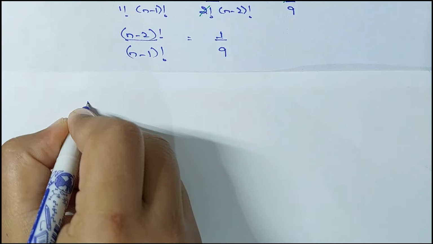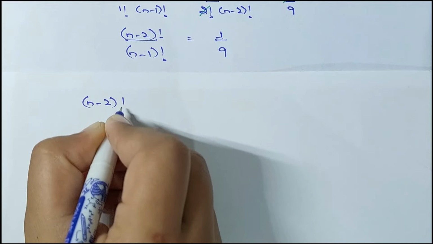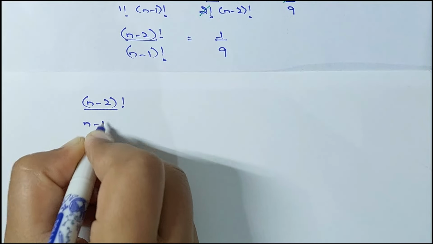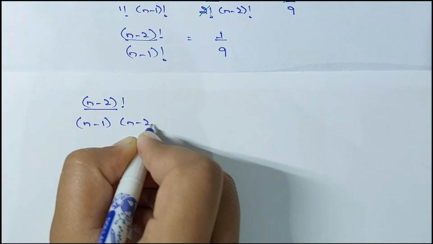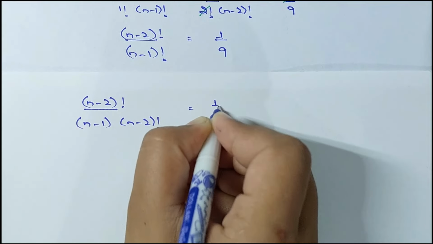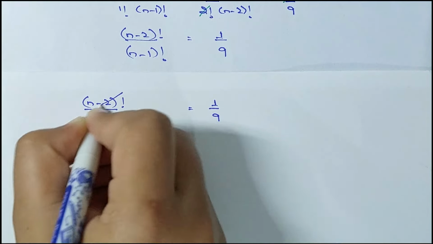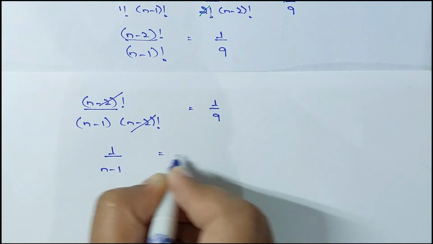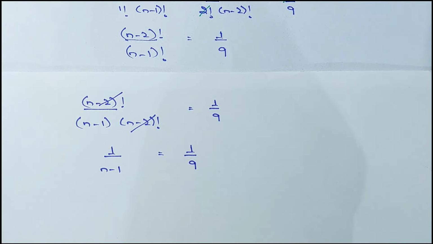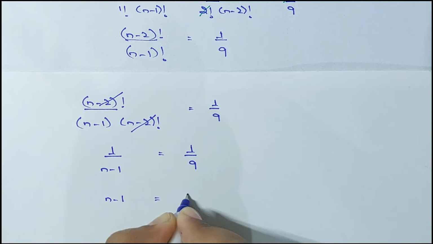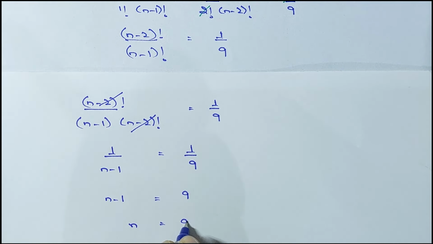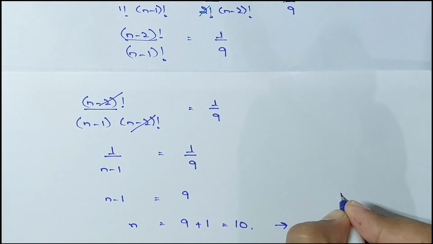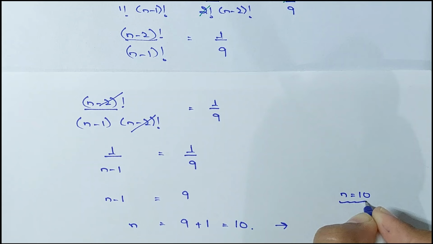Let me simplify this further. We have n minus 2 factorial as it is, and we can open this n minus 1 factorial as n minus 1 and n minus 2 factorial. This is 1 by 9. So n minus 2 factorial is cancelled out, so we can say 1 over n minus 1 is 1 over 9. So we can do reciprocal on both sides or do cross multiplication. So n minus 1 would be 9, so n would be 9 plus 1, that is equal to 10. So we got the value of n, which is 10. This is the n value.